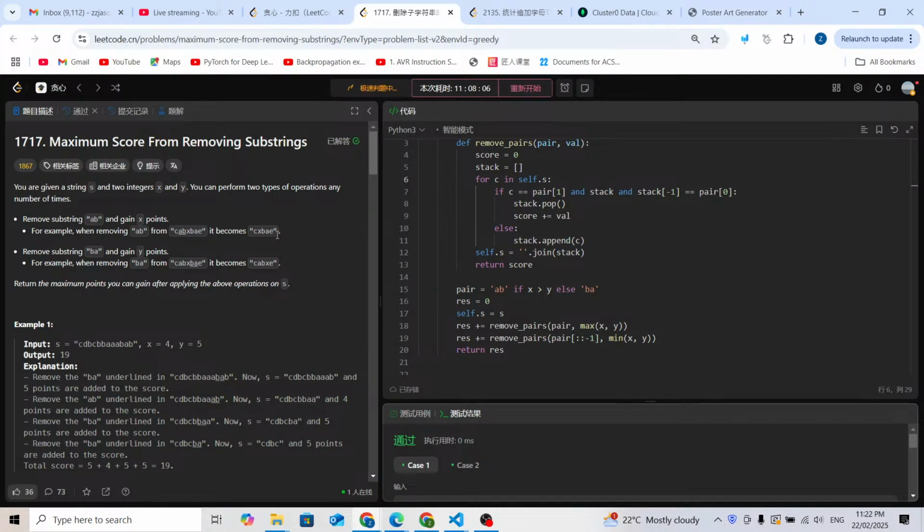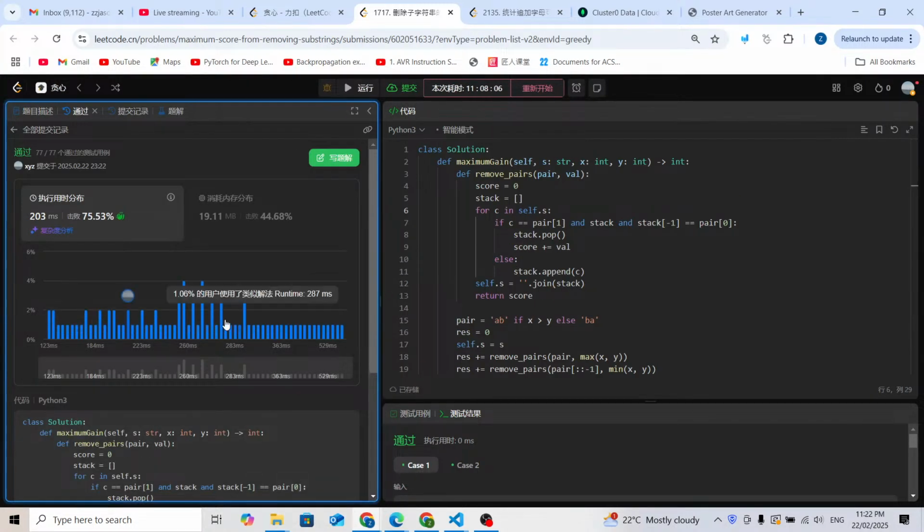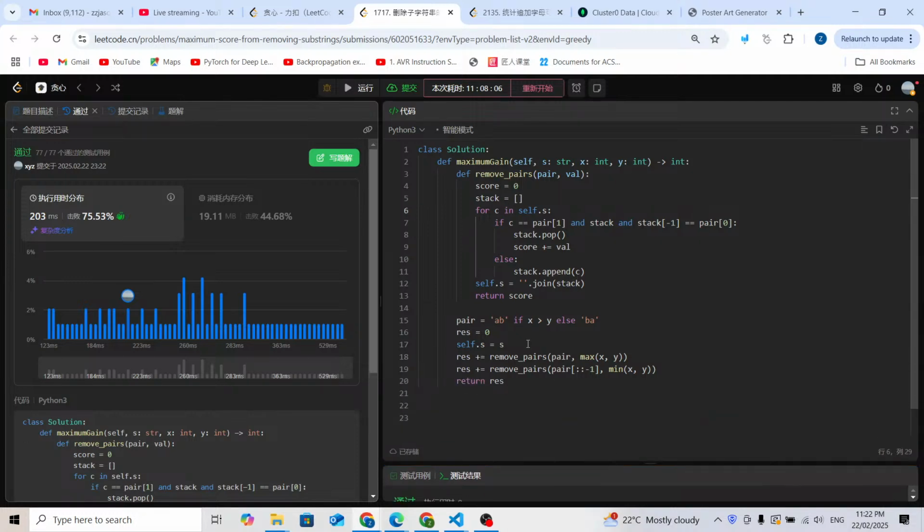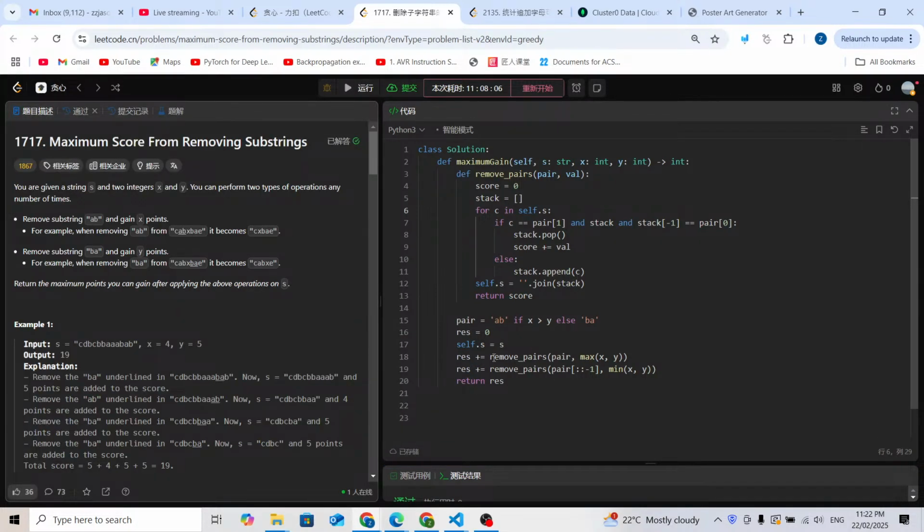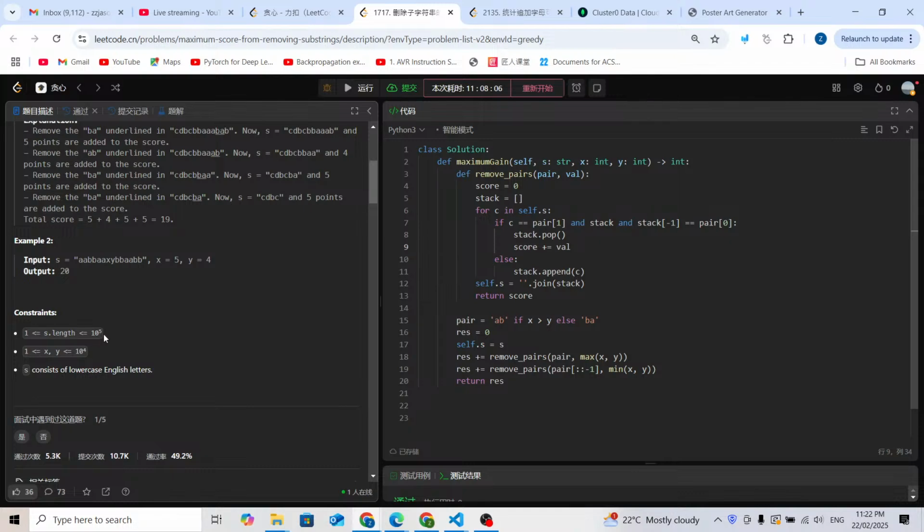Now let me just submit it to check if it can pass. As you can see, it passed all testing cases, and it's pretty fast. The time complexity is just O(N). Even though we use 2 passes, for each pass we're just using a stack, and the stack operations, pop and append, are O(1). So the running time is just O(N), where N is the length of the string, which is up to 10 to the power 5.